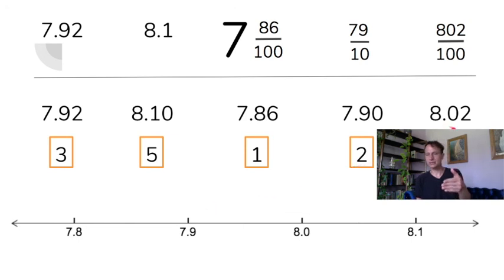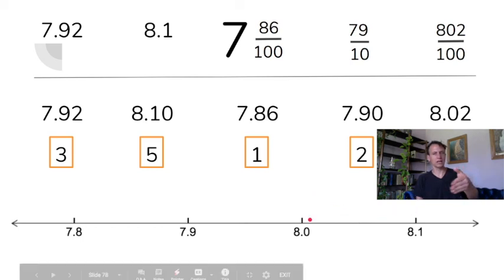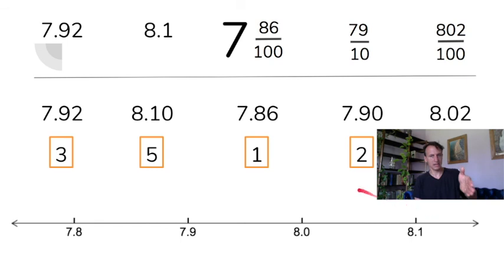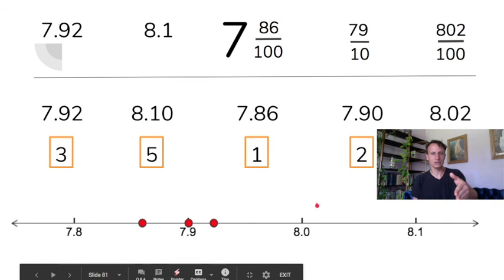8 and 2 hundredths would go where? Well, again, imagine the zeros here: 8.00 and 8.10. 8 and 0 hundredths, 8 and 10 hundredths. 8 and 2 hundredths would go close down here. And then lastly, 8 and 10 hundredths would go smack dab on that point. Beautiful. So there is 7 and 86 hundredths, 7 and 90 hundredths, 7 and 92 hundredths, 8 and 2 hundredths, and lastly, 8 and 10 hundredths.